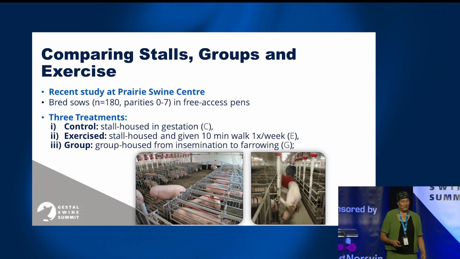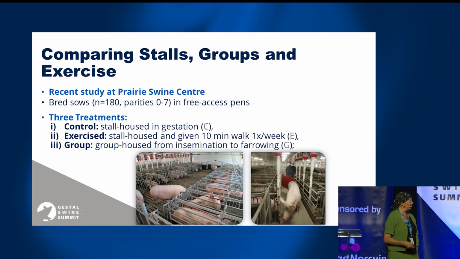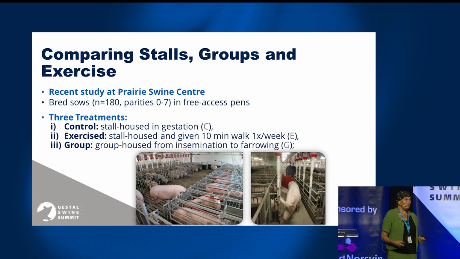So she followed 180 of our sows at Prairie Swine Center. This picture here shows our free access stall system at Prairie Swine. So she had these 3 treatments. The control sows were in our free access stalls but locked in. She had exercised sows, so they were locked in the stalls, but then walked once per week for 10 minutes, because we figured this was a level of exercise that was possibly manageable in a commercial situation.